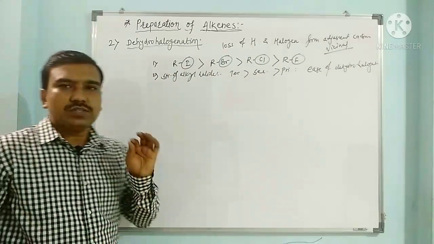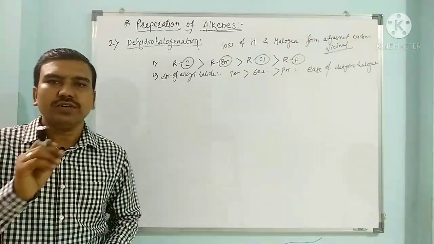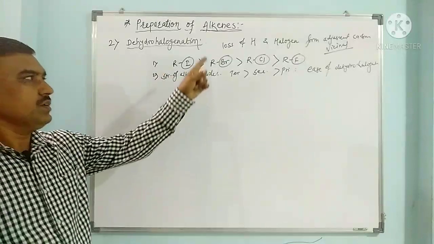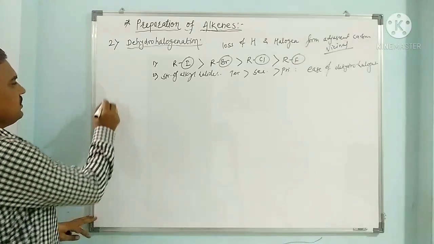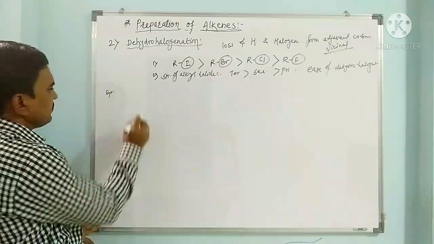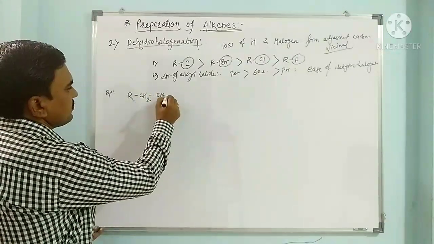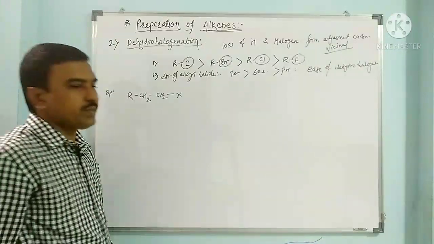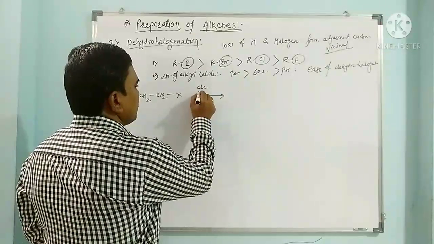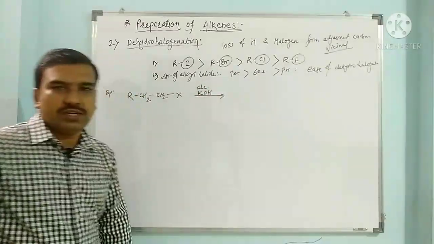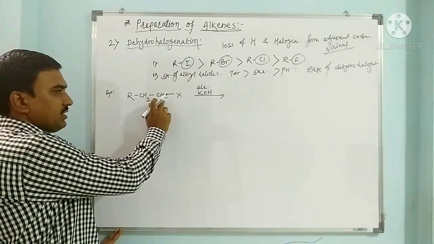So here these are the two important things we must know in case of dehydrohalogenation reaction, that is loss of HX. So this is the loss of hydrogen and halogen in presence of alcoholic base. Now we have to see an example, R CH2 CH2 X. So here this is primary alkyl halide. When it is treated with alcoholic KOH, alcoholic potassium hydroxide, it undergoes elimination reaction, loses hydrogen from this carbon and halogen from this carbon.